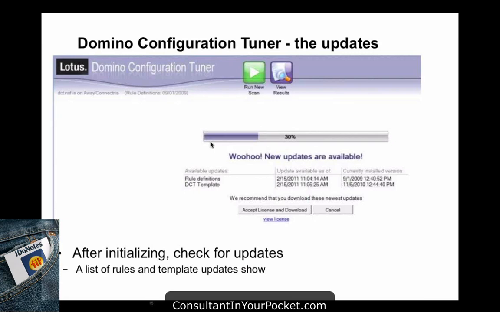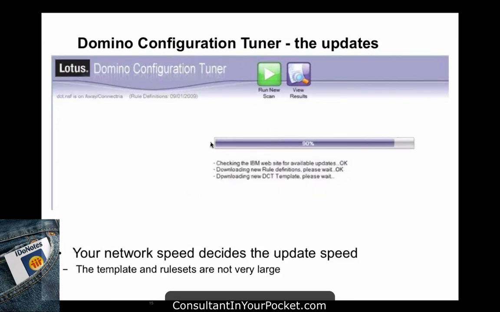So when you do your first update, you'll see the rules and the template can get updated. It shows you the current installed as well as what's available. All you have to do is click Accept License and Download. It'll go get the updates themselves. As it grabs the updates, it'll show you the progress bar as it goes along. So what you're going to start seeing is it'll check the IBM website, download the rules, download the new template, and put it into place. It's always bringing down an updated template.